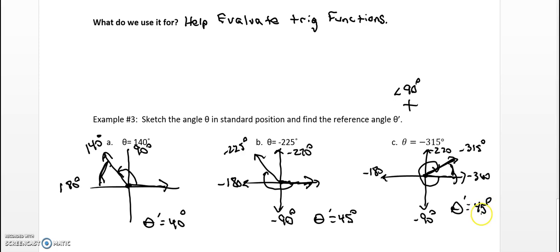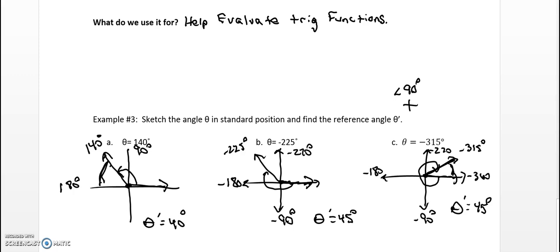Again, positive. And the idea here is to always go from your terminal side to your nearest x-axis. Don't go all the way to this x-axis, because that'll be bigger than 90. So from here to here, you want to know the size of that angle in positive measure only.